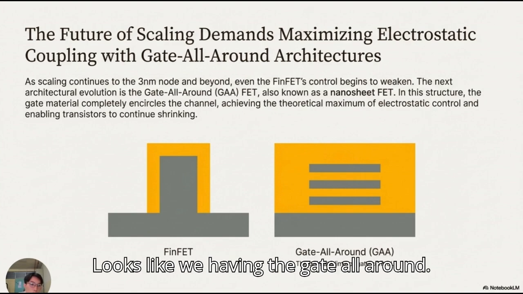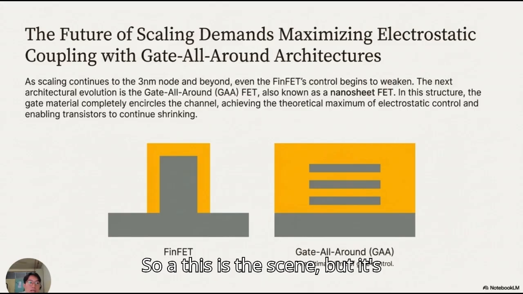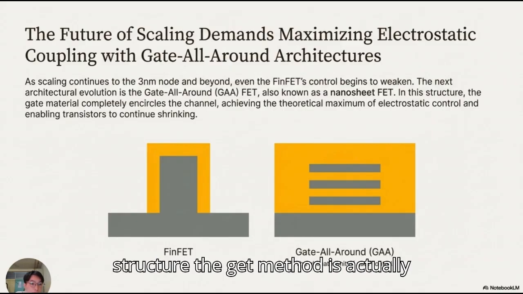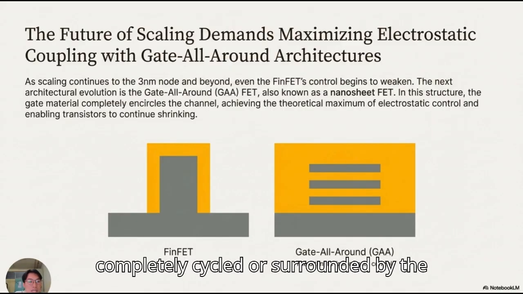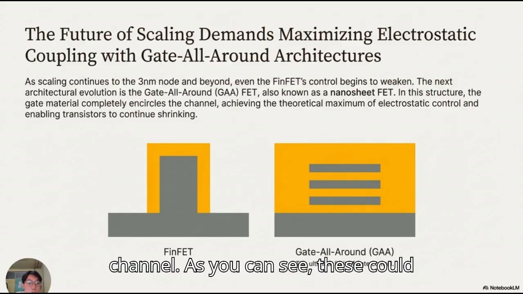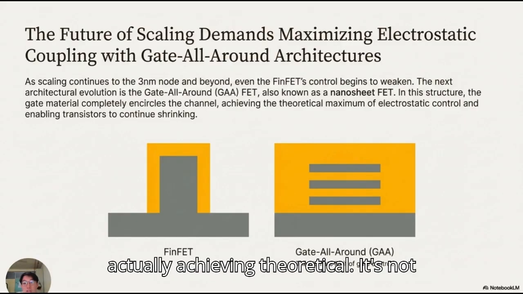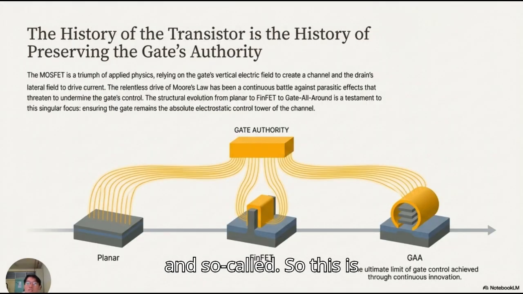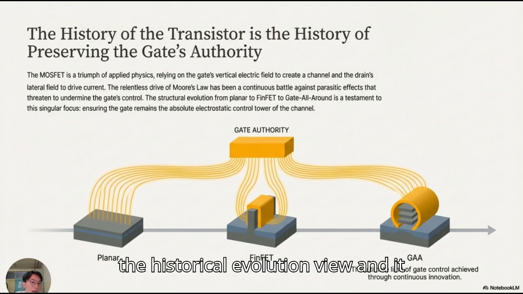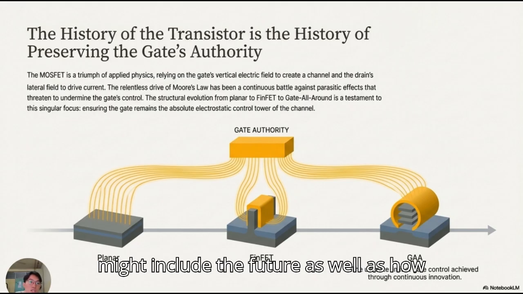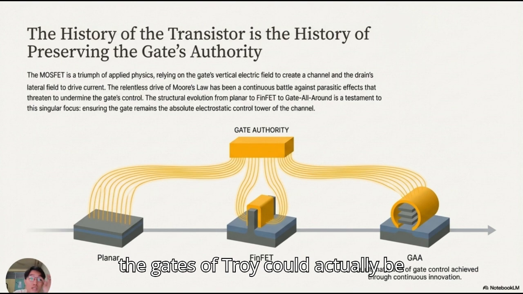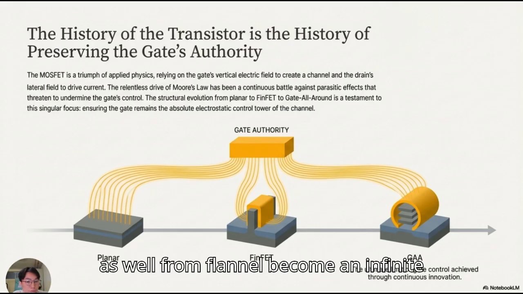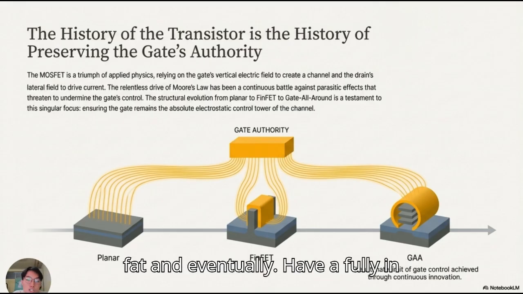So this is what future scaling could look like. We have the gate all around, which we call GAA. This is the same idea but an architectural evolution to increase efficiency. In this particular structure, the gate material completely surrounds the channel, as you can see. This can achieve the theoretical maximum of electrostatic control as it is now fully encircled. So this is the historical evolution view, and it includes the future as well, showing how gate control is preserved as the MOSFET goes from planar to FinFET and eventually to a fully encircled GAA. Thank you.